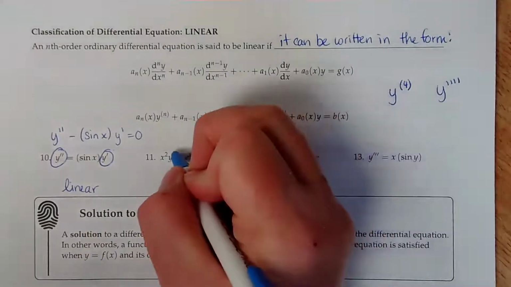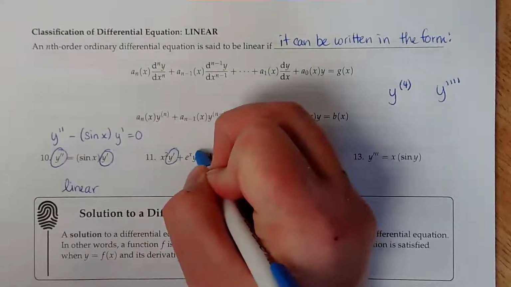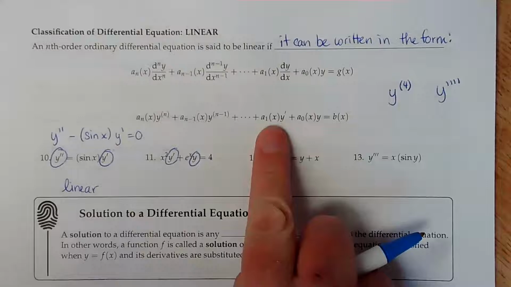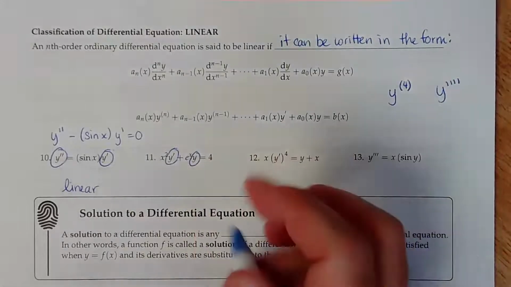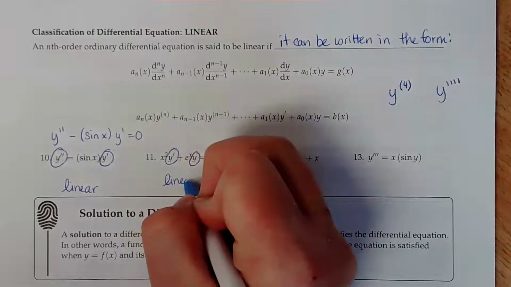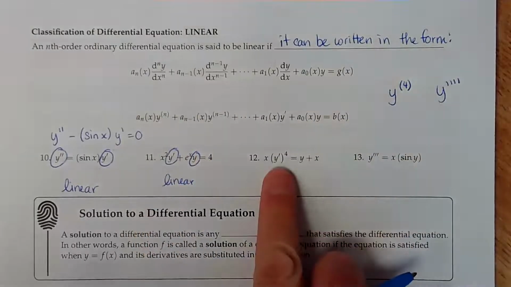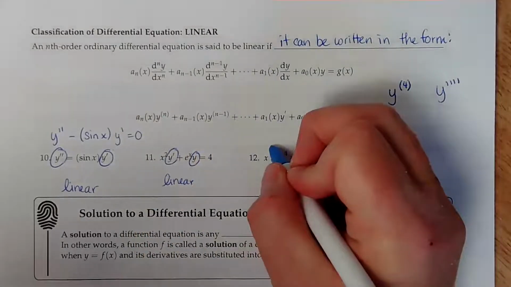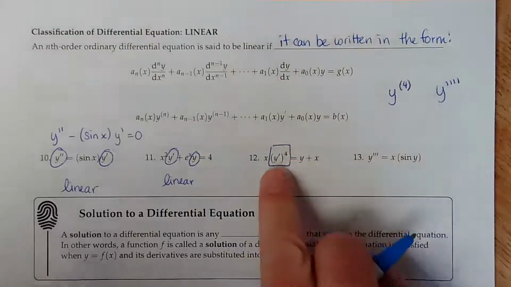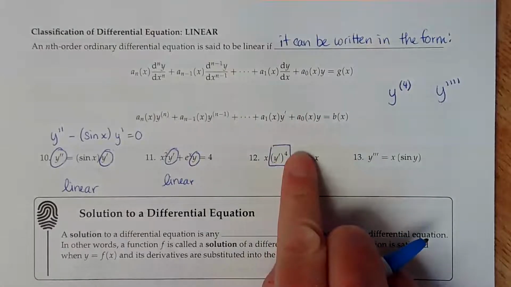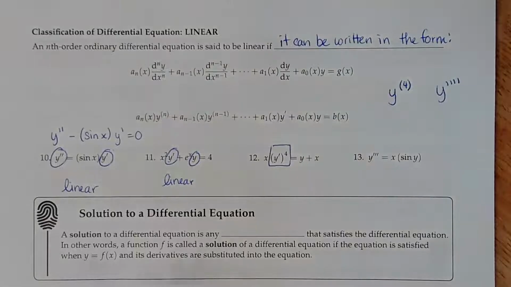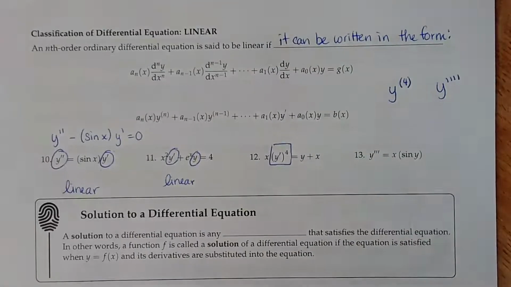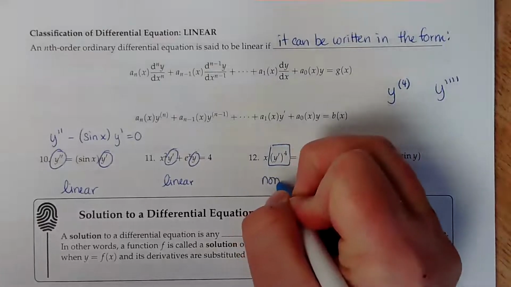On this one, I have the piece with the y prime. I have a piece with a y, so that looks like this, and this is equal to a piece that doesn't have anything with y in it. So this is linear. Okay, on this one, I have a y prime here. There's a little bit of an issue because that y prime is raised to the 4th power. We don't see that happening here. We just have a y prime all on its own. Maybe it's being multiplied by something, but it's certainly not raised to a power. So this is going to be nonlinear.